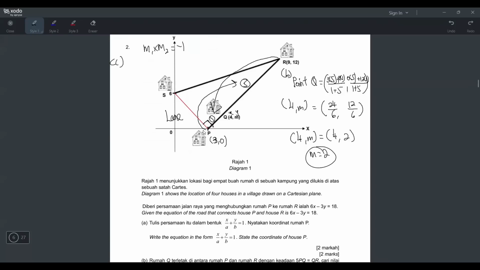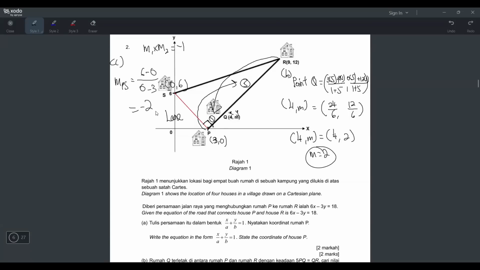But you cannot find the gradient of PS directly. Actually can, because you have point S, right? 0, 6, right? You just find it lah. So gradient of PS is what? Like just y minus y over x minus x. So it's like 6 minus 0 over 0 minus 3. So the answer is -2, all right? But wait, 6 minus 0 over 0 minus 3.